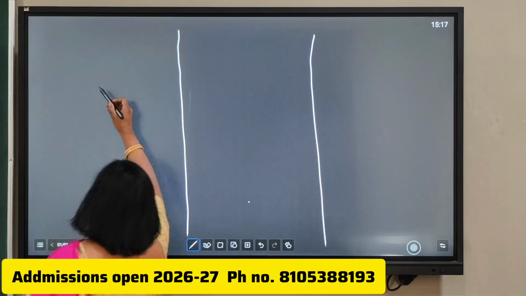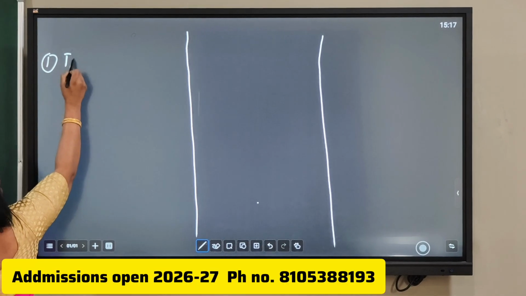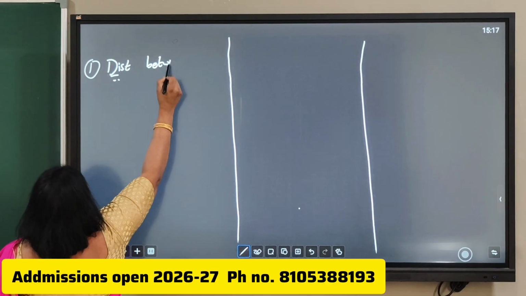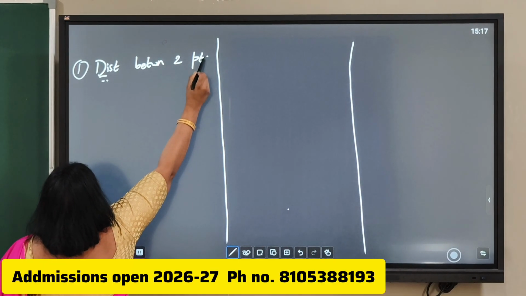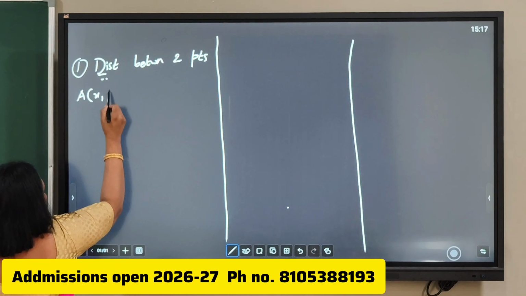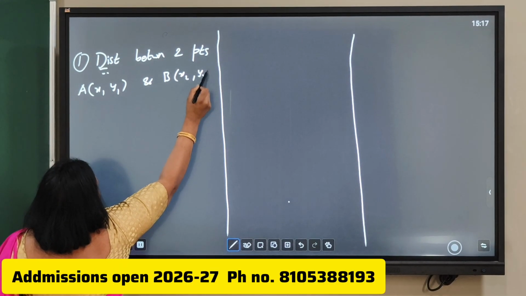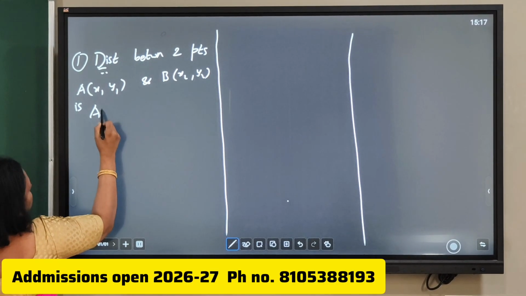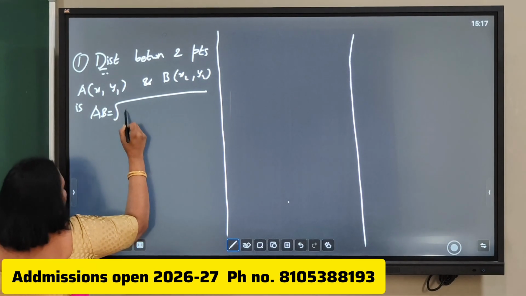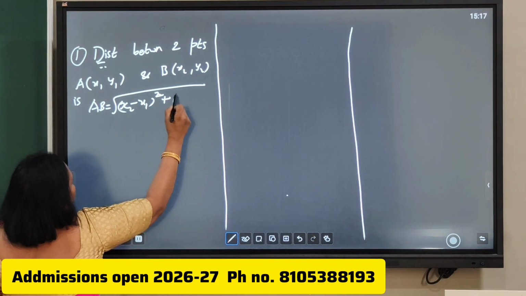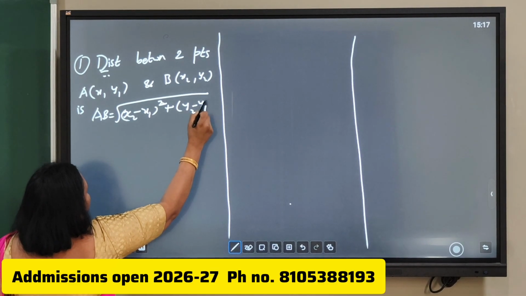The first one is distance formula. Distance between 2 points A x1 y1 and B x2 y2 is AB is equal to square root of x2 minus x1 whole square plus y2 minus y1 whole square.